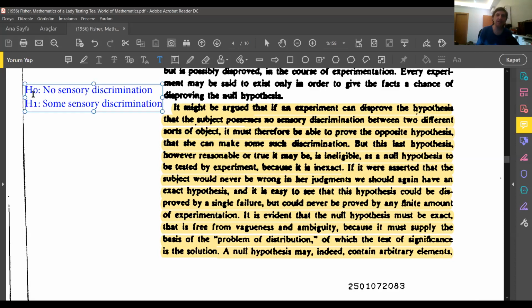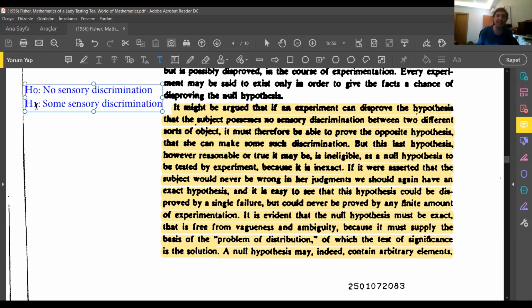What I mean is this: if your X bar value comes out to be in the critical region, then your H0 will be rejected, and you are going to accept H1. If this is the case, then naively one may say that we may change the order of these two and work the same way. And he says this, but this last hypothesis, however reasonable or true it may be, is ineligible as a null hypothesis to be tested by experiment, because it is inexact.